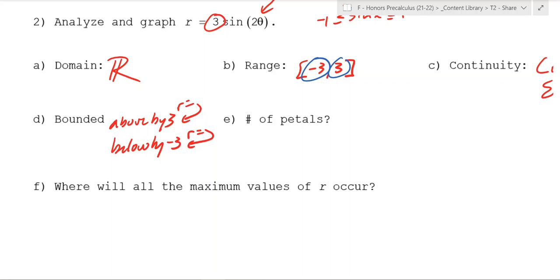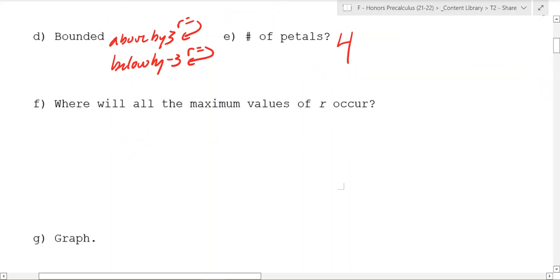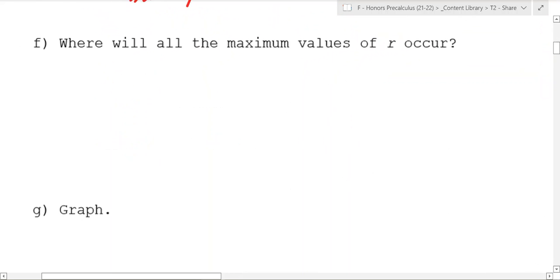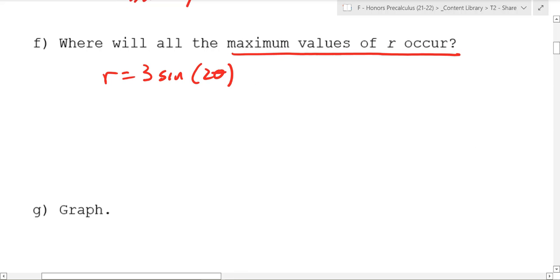And what about the number of petals? This I'm just going to tell you. They're called rose curves because they look like flowers, and the number of petals on this flower is 4. So where will the maximum values of r occur? Remember, r is equal to 3 sine of 2 theta. So the question is, where will all the maximum values of r occur? That's the distance away from the origin. So the max distance for this is going to be 3. Where are all the points where it's 3 away?